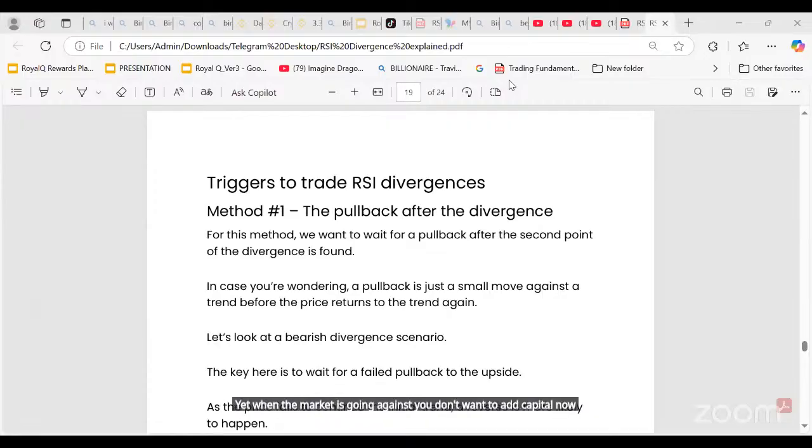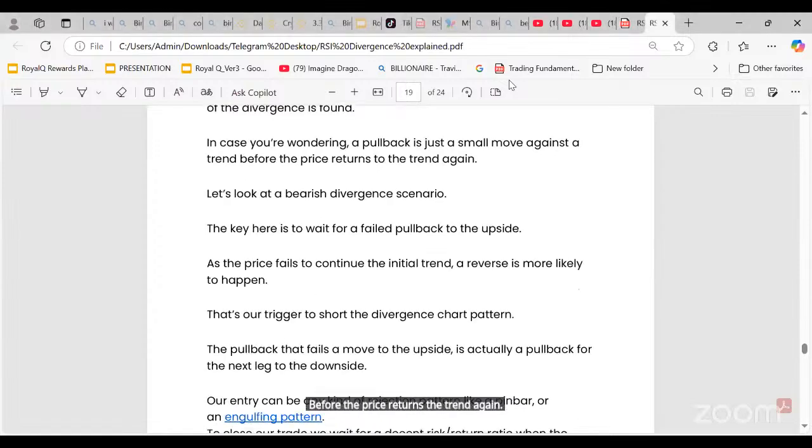Now, triggers to trade divergence. Method number 1, the pullback after the divergence. For this method, we wait for a pullback after the second point of the divergence is found. A pullback is just a small move against the trend before the price returns to the trend again. Let's look at a scenario of a bearish divergence.